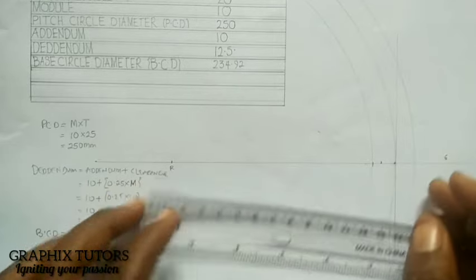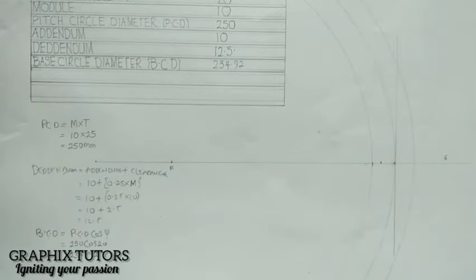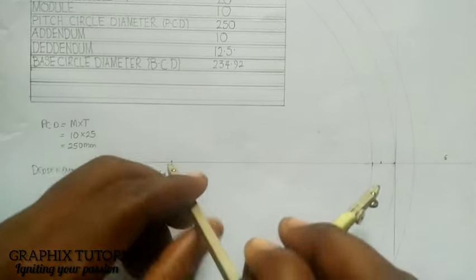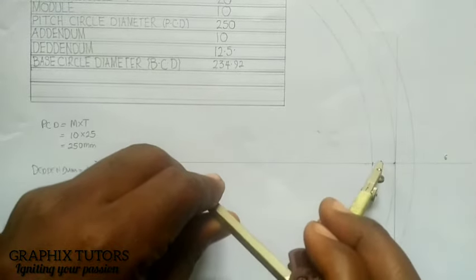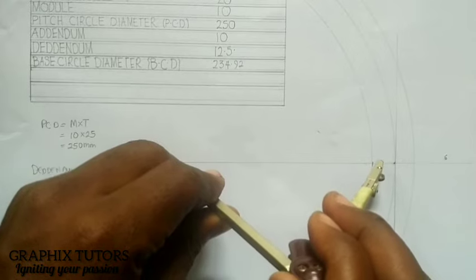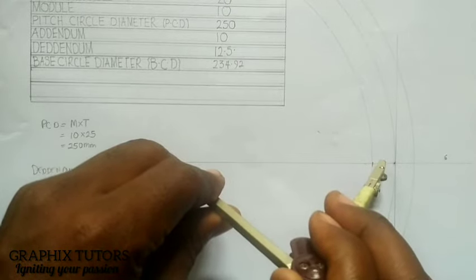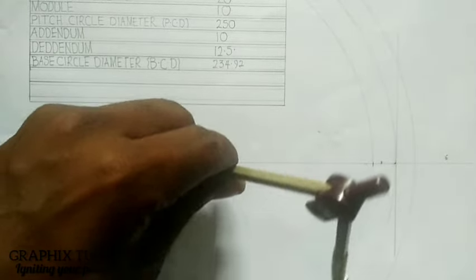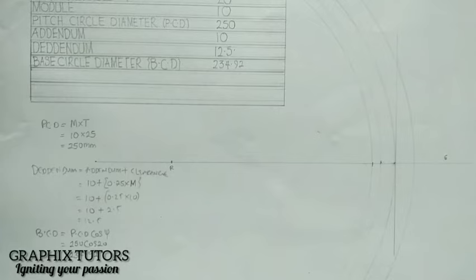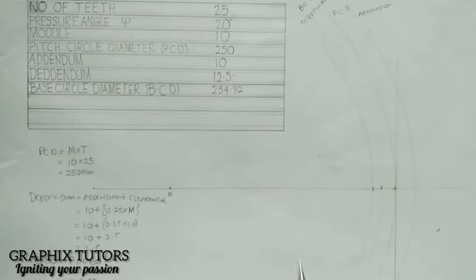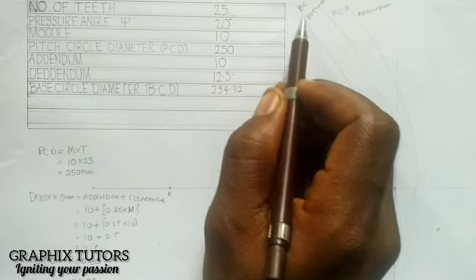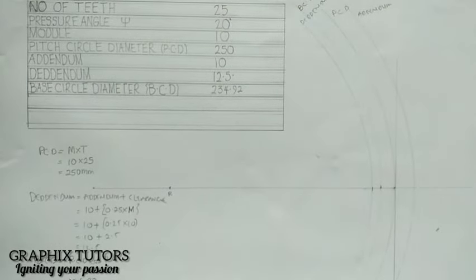Right? So I'll take my compass, adjust it to that point, and draw a circle from that point this way. So that will be my BCD. So I'm just naming them, so that when I'm trying to recognize them, it will not be difficult for me.